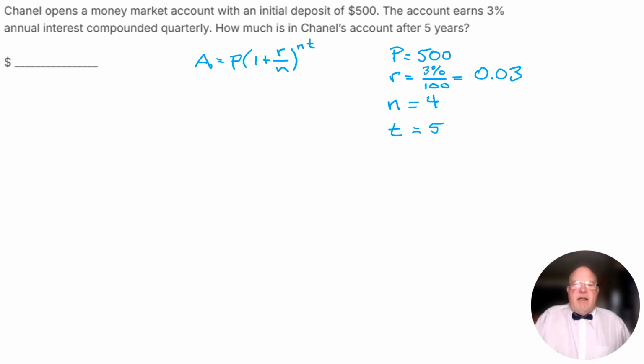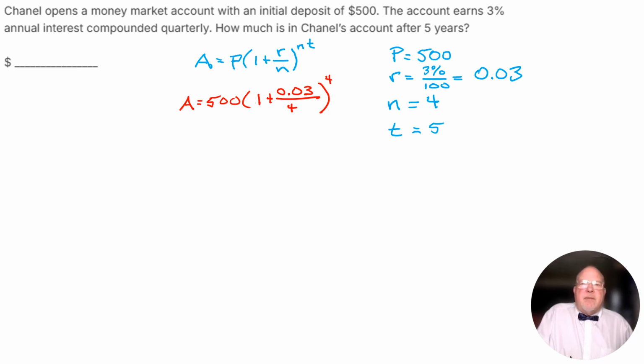So now I'm just going to take those and plug them in to the formula. So I have A equals the principal, which is 500, times 1 plus the rate, which is 0.03, divided by N, which we said is 4. And then that's to the NT power. So that would be 4 times 5.